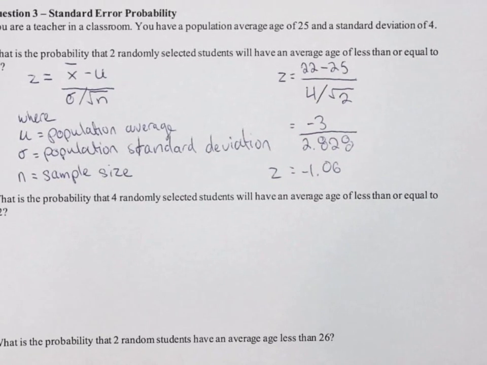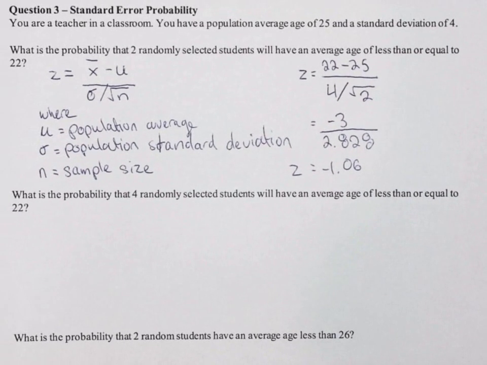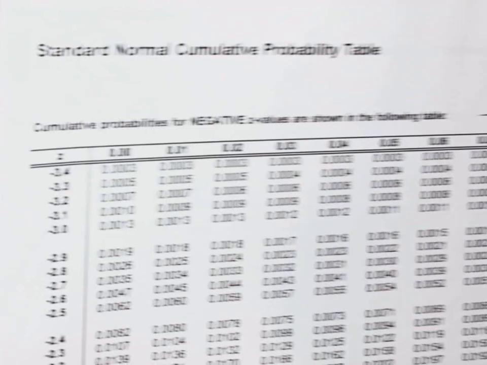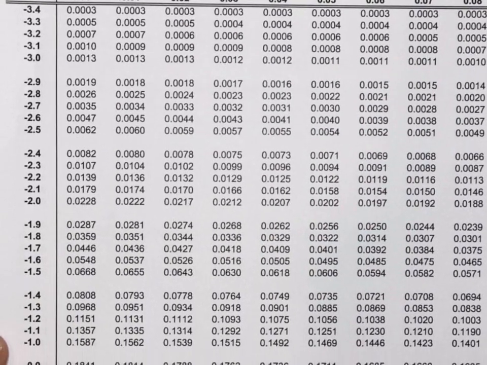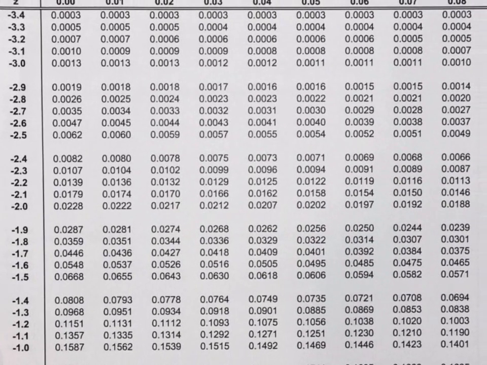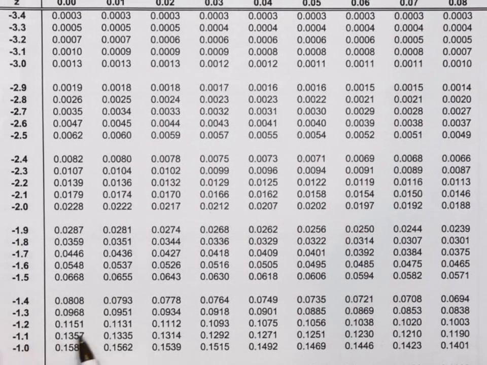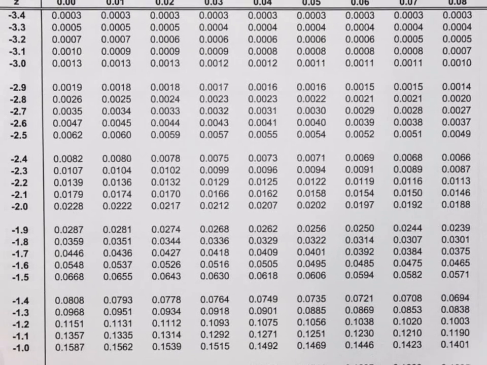So now that we have our z-score, we can use our standard normal cumulative probability table. We can find 1.0 on the table, and we can go across to 1.06. And we see here that we have a 0.1446 probability.